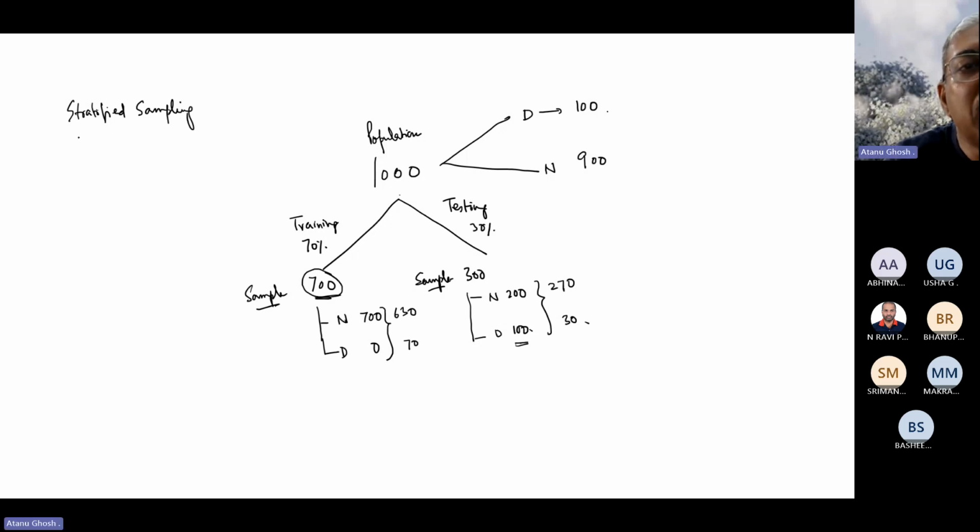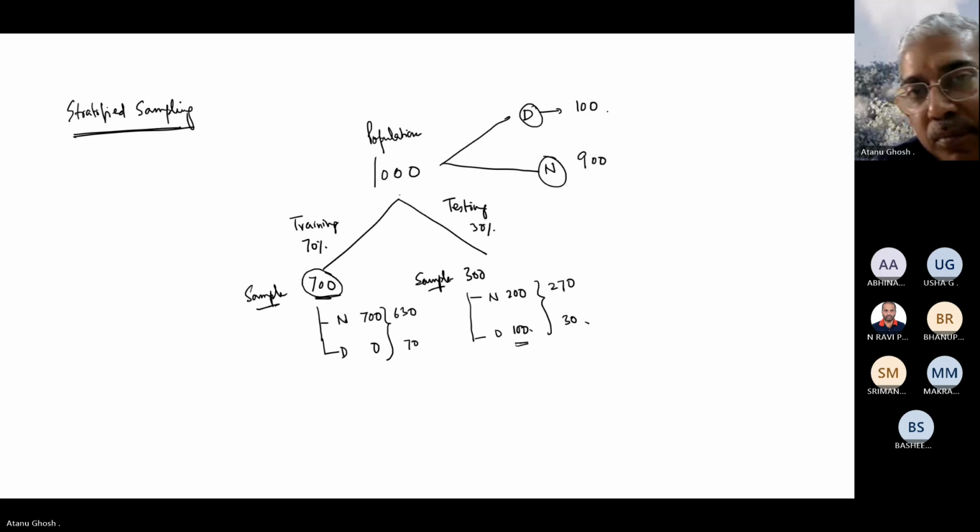And when you are doing stratified sampling, you have to say what is the basis on which you want to do the stratification. Here the basis is outcome. Correct? So far fine? Everybody? All good? Yes or no?